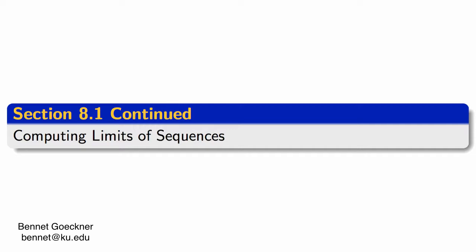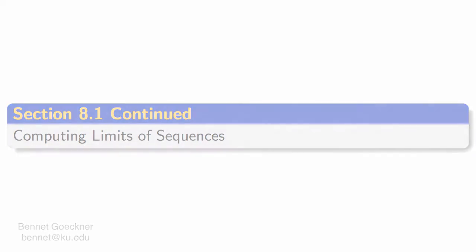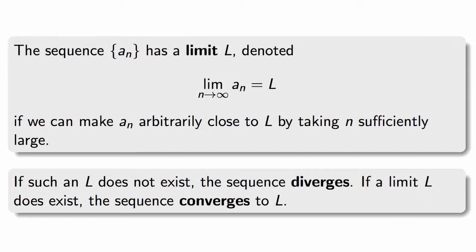Now that we have an idea of what a sequence is, we want to be able to determine whether a sequence converges or diverges. Remember, a sequence converges if the terms of the sequence get very close to equaling some specific finite number as n gets large. This is called the limit of the sequence. A sequence diverges if its terms do not approach a specific finite number.